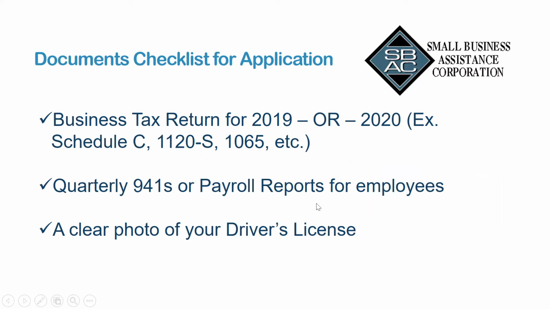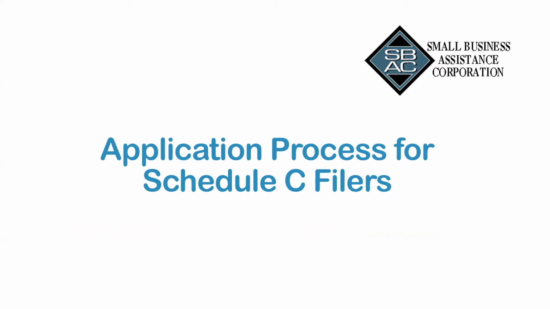If you have employees, we'll want to see your payroll reports for either 2019 or 2020. And if you file quarterly 941s, we would like to see those. And lastly, just a clear photo of your driver's license as the business owner. If there are multiple owners, you'll want to make sure that you have pictures of the other owner's driver's license as well. The first part of the application process will just be for business owners that file a Form Schedule C.